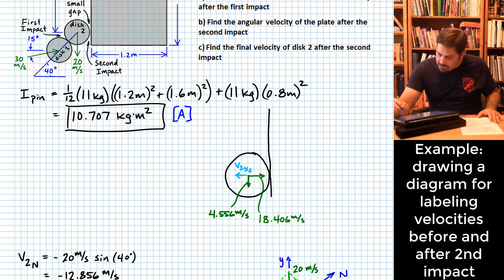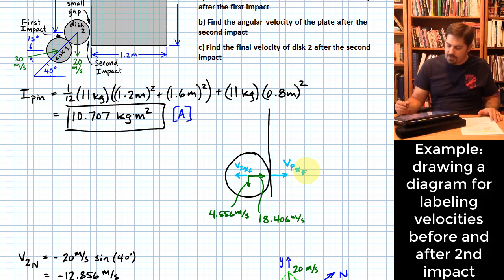Okay, and then the other one that I will identify is a velocity of the plate right here. So maybe VP, and that's going to be in the x direction. This is just the x component of it because we're looking along a normal line to where the contact occurs, and that's the final velocity we have there after this impact occurs.